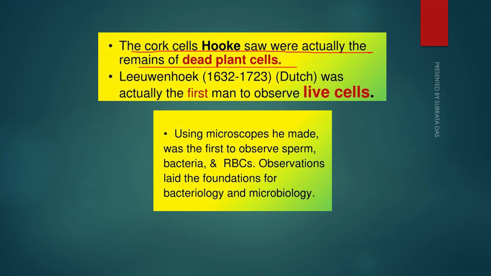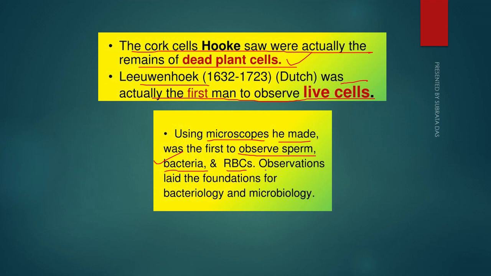So whatever he had seen in his microscope, those are dead plant cells, the cork cells. Okay, but next, Leeuwenhoek was actually the first man to observe live cells. He came with his own made microscope, a simple microscope, and he first observed sperm cells, bacteria and RBCs, and he termed the bacteria in his published book as animalcules.